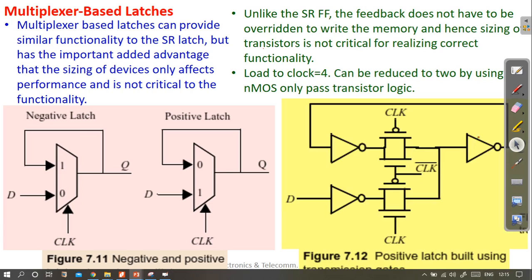Then we saw the multiplexer based latches, the negative latch and the positive latch. The positive latch will be in transparent mode when clock is 1, and will be in hold mode when clock is 0. The operation for the negative latch is the reverse of what the positive latch does. So the negative latch will be in transparent mode when clock is 0, and it will enter into hold mode when clock is 1. This was the transistor level implementation. We saw this.